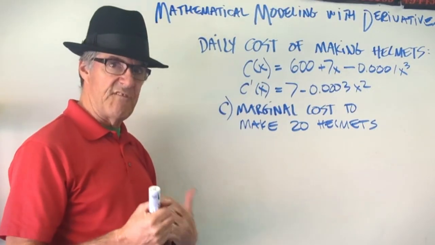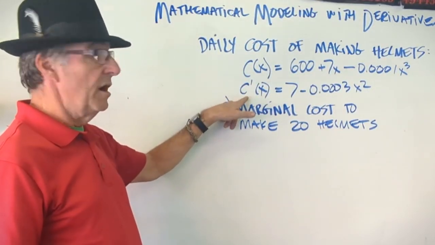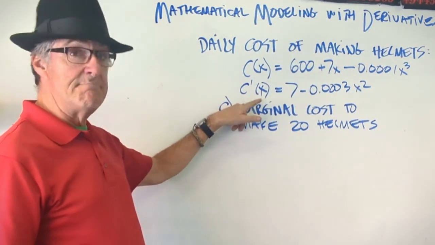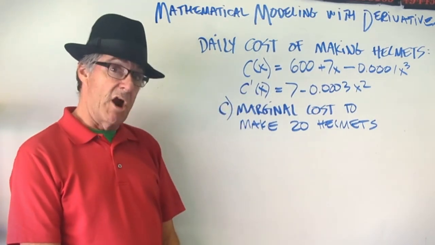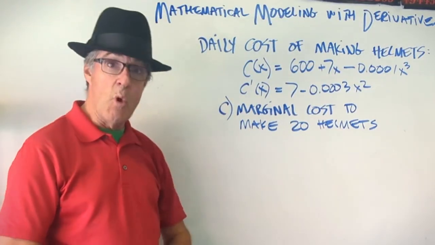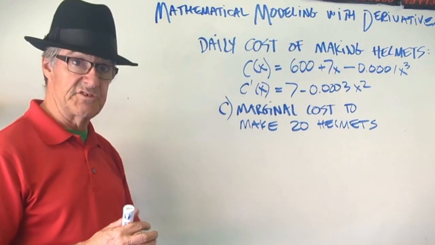All right, let's put our function to use. Here's our function, daily cost. Here's our derivative of that function, which is the marginal cost. Okay, so the first problem, what is the marginal cost to make 20 helmets. So pause the video, I know you can do this, and come back with your solution.